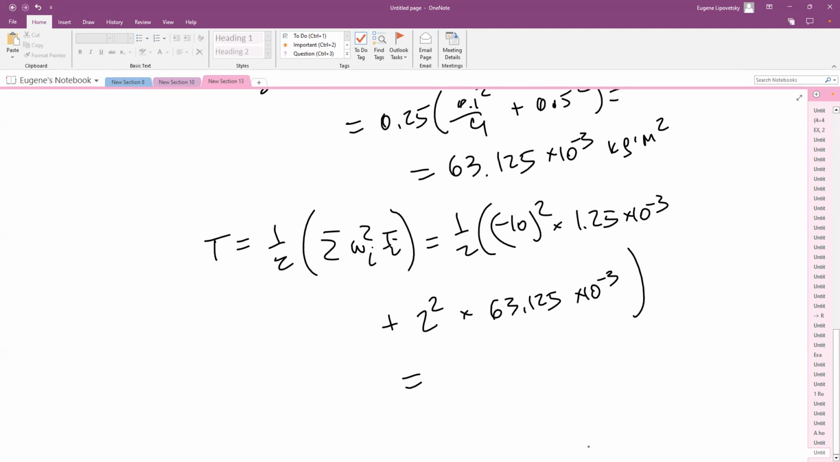It's going to be 0.189 kilogram, sorry, joules. Right? Kinetic energy is in joules, all right?